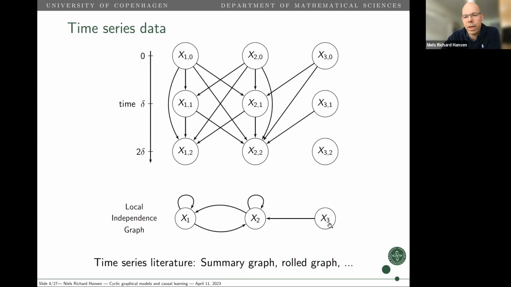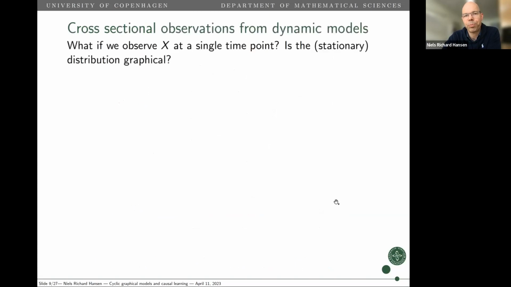But on the other hand, this graph here is also much simpler to work with than the full graphs. So even in the time series framework, it can be a useful concept. But in the continuous time framework, we don't really have this graph here because we have stochastic variables for all time points, and we only have this graphical local independence graph object to work with.